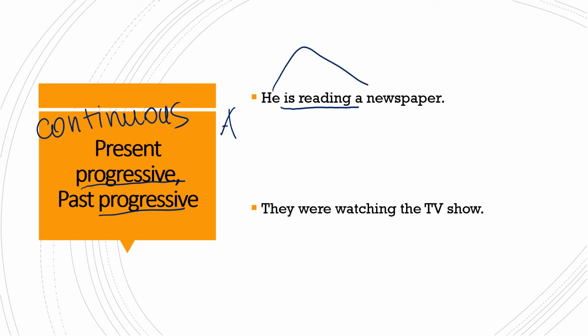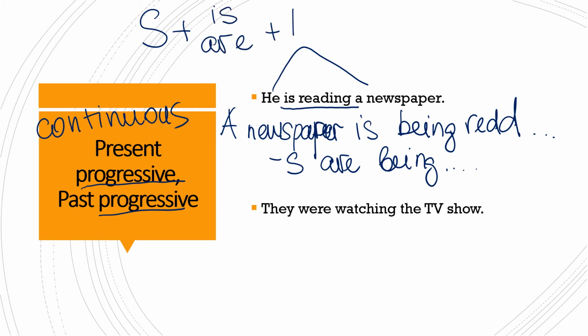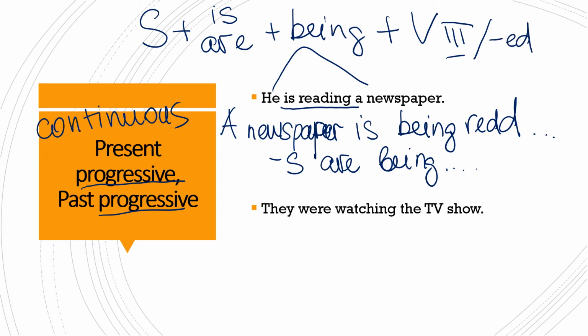The swap, a newspaper is being read. Is being read by him. We don't need that. In case newspaper is in plural, so newspapers, then the form would be like this. Newspapers are being read. So the formula for this passive sentence is subject plus is or are plus being plus the verb from the third column, or if it's a regular verb with an ed ending.